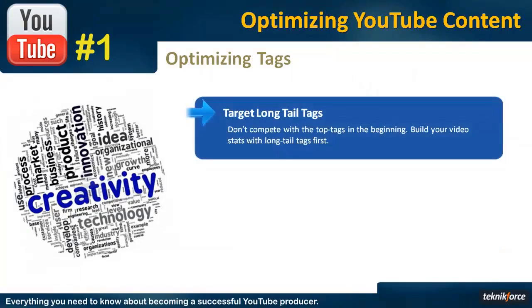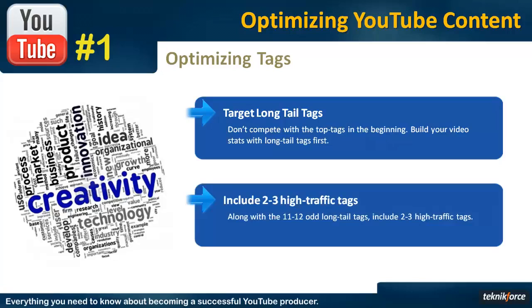When you target tags, I want you to keep in mind that you shouldn't be targeting the very popular, the very high traffic tags right in the beginning, because your video is quite new, it's quite raw, there are no stats for it, there is no ranking for it. That's why it's a very difficult task for this video to rank for the highly competitive high traffic tags. What you should be doing instead is to target the less competitive long tail tags.